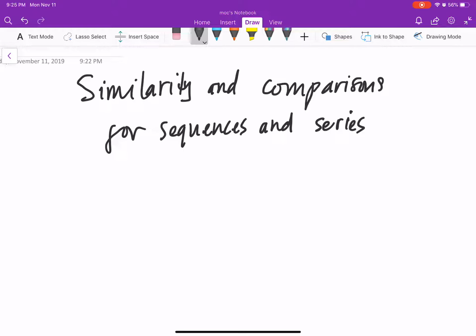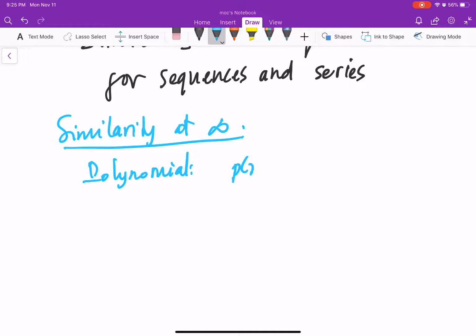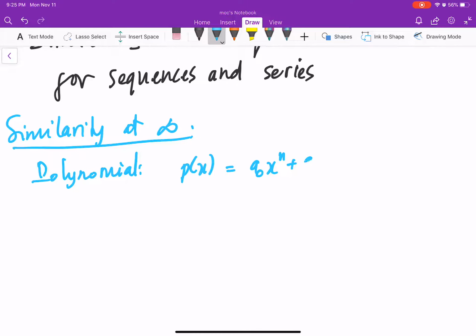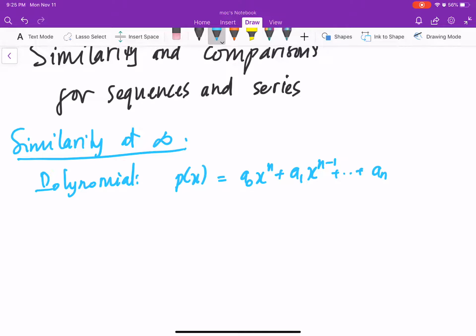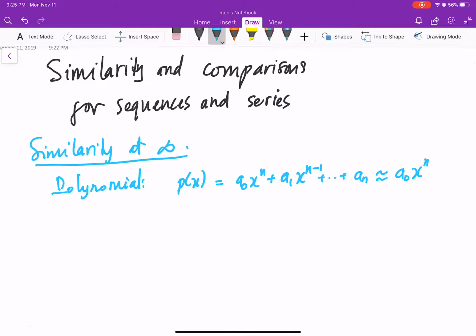So what about similarity at infinity? When we're talking about similarity at infinity, like for a polynomial, if you have a polynomial, then P(x) equals a0 x to the n plus a1 x to the n minus 1 plus so on plus an, right? We say this polynomial is similar to a0 x to the n at infinity. This happens at infinity. Why?